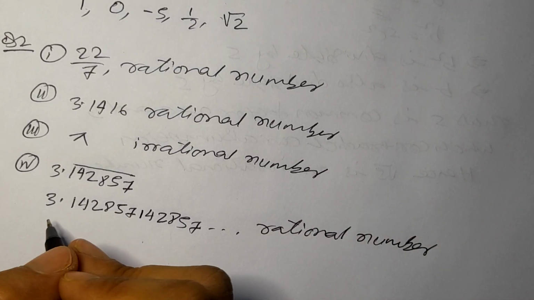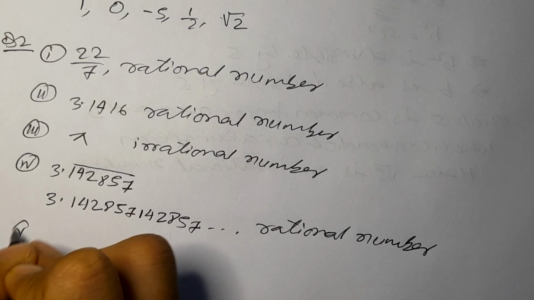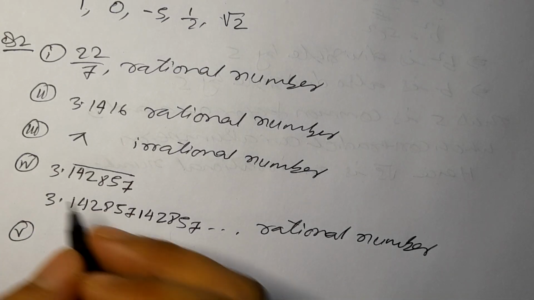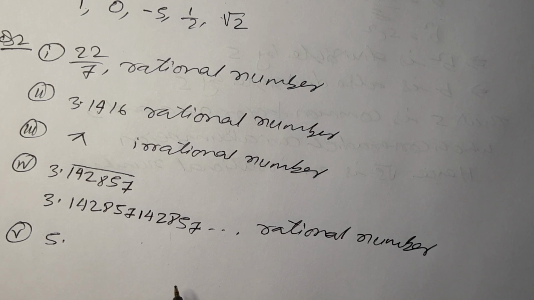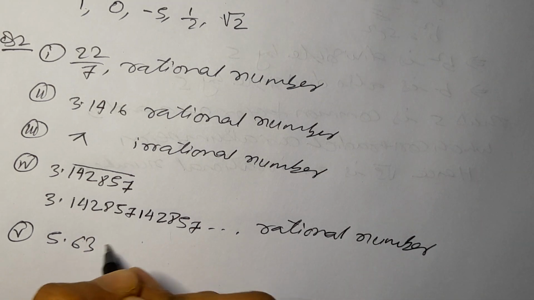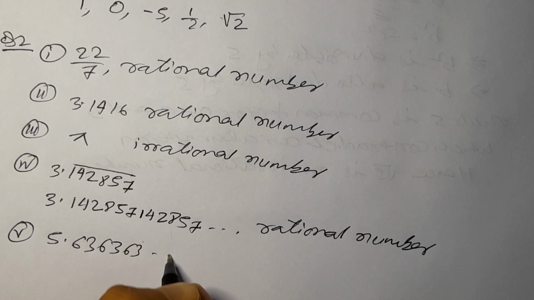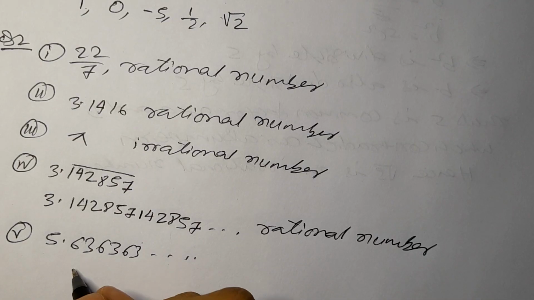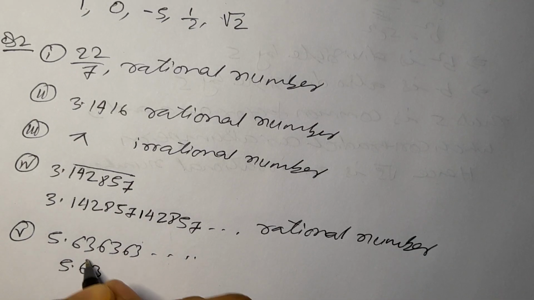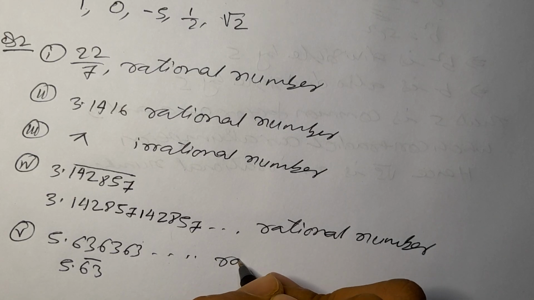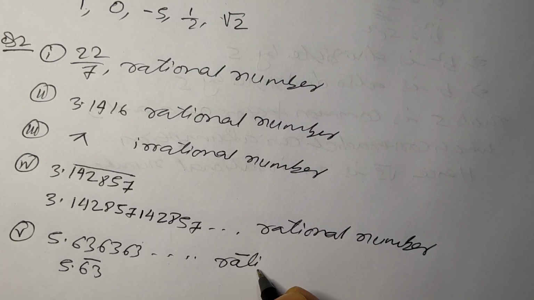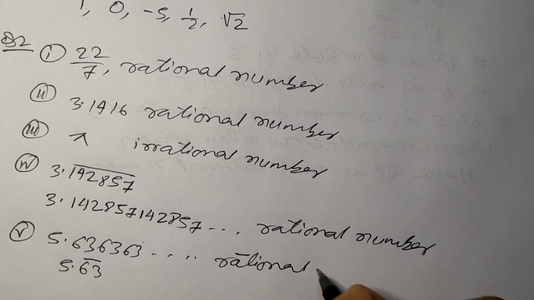Next question, that is Roman number 5. It's given 5.637 6363. See what it is? It's repeating. It can be written as 5.63 bar. So it is repeating. What is repeating? That is a rational number. So it is a rational number.